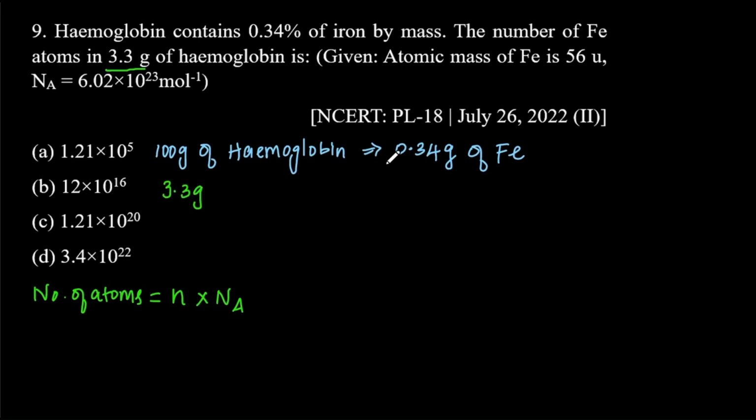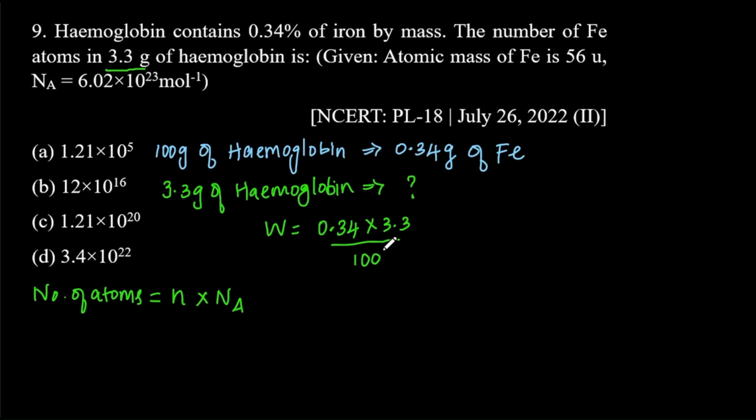100 grams of hemoglobin contains 0.34 gram of Fe. Therefore 3.3 gram of hemoglobin contains how many grams of Fe? So we can just cross multiply and get the weight. Let us represent the weight by W. W is equal to, just by cross multiplication, 0.34 into 3.3 whole divided by 100. So let us just keep this. So the mass of Fe in 3.3 gram of hemoglobin is, by calculation, we can get. So this is the given mass. Our next work is to find the number of moles.